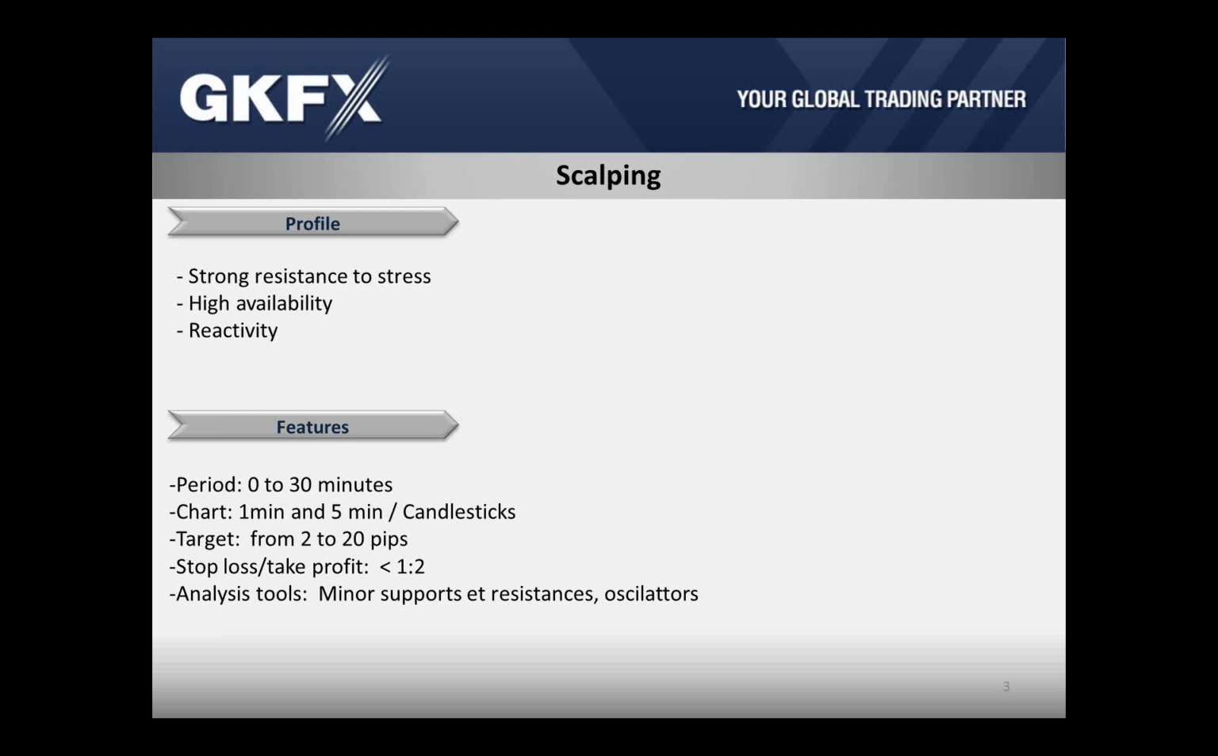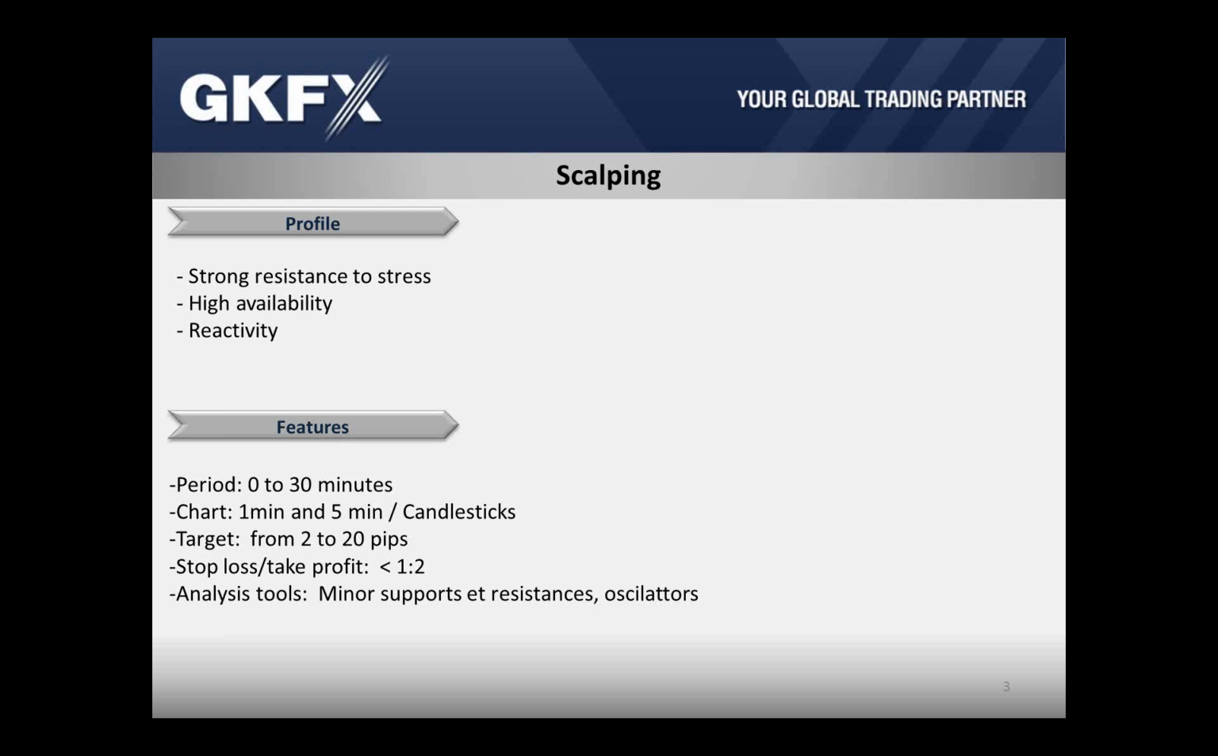What about the features? The period can be between, as I told you, from some seconds to some minutes, so between 0 to 30 minutes. You will be using a 1 minute or 5 minute chart, and you will be using candlesticks. Target. The target is quite low, but it's totally logical because it's a very short-term strategy. It can be from 2 pips to 20 pips, depending on the chart configuration and the opportunity, but usually it's between 2 and 20 pips.